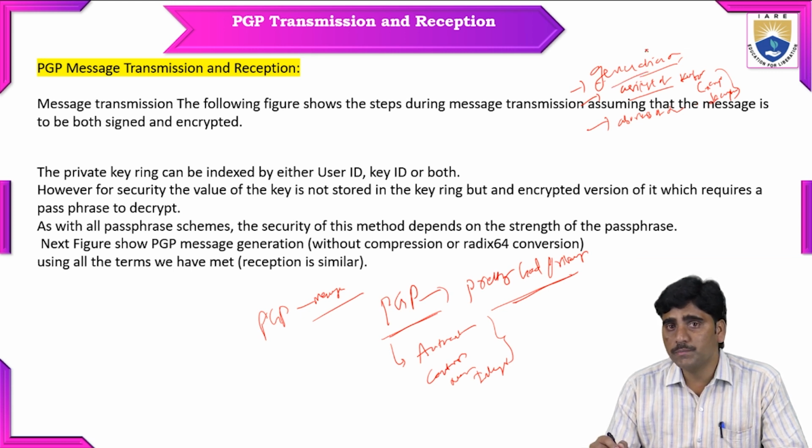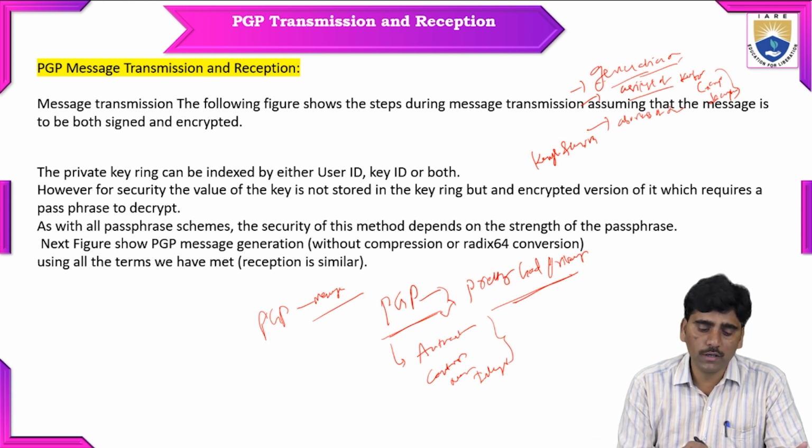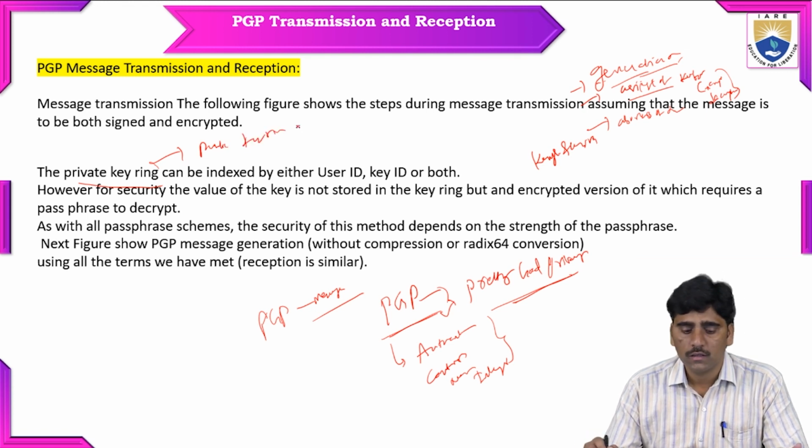The PGP messages are offered to provide the following services in a secured way. For that, we use different concepts like cryptographic keys and key rings. There are private key rings as well as public key rings. The private keyring can be indexed by user IDs, key IDs, or both.